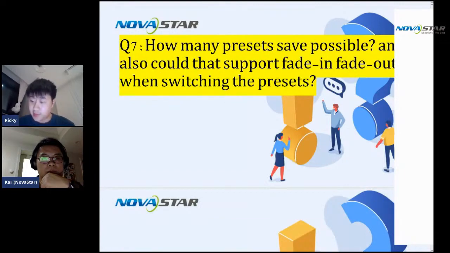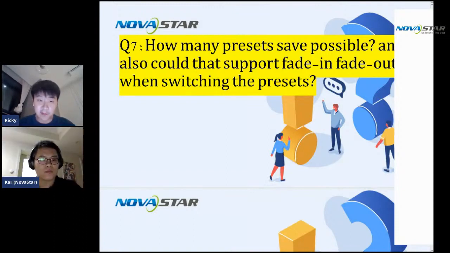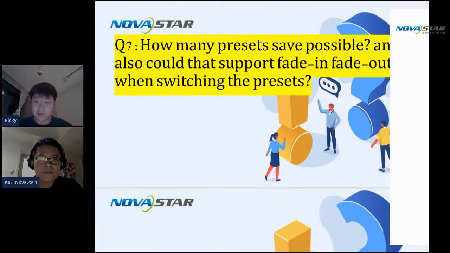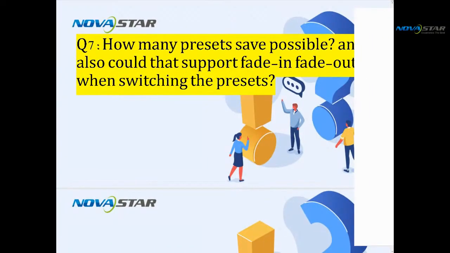Okay, so for the next question, how many presets can we save, and could that support fade in and fade out when switching the presets? Yeah. For the presets, we can support a maximum of 2000 presets saved, and when switching between presets, we do have the fade in and fade out effect when changing presets.